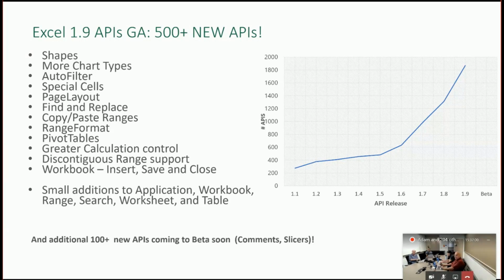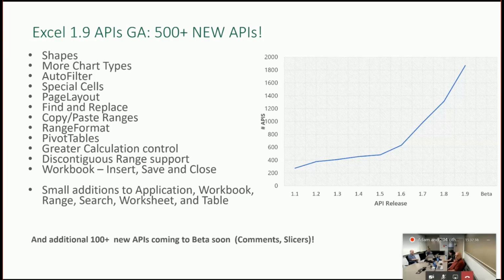And then enabling scenarios around setting up your workbooks to be shared through the page layout APIs, so you can publish those for printing or share them with others. We also have over 100 new APIs that are in the beta channel or coming soon to the beta channel right now. A couple that are available that we've talked about on previous community calls are comments and slicers. So we encourage you to check those out.